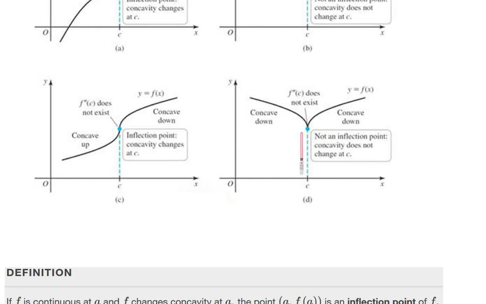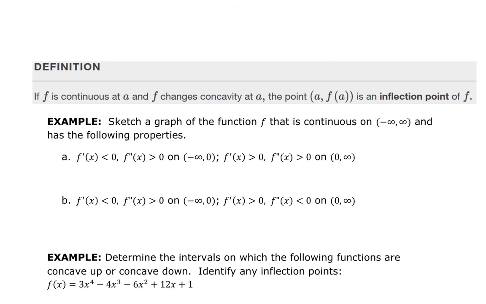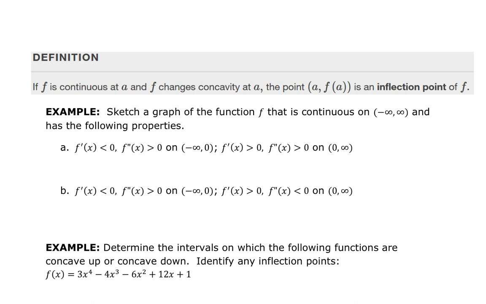Lastly, we have one that's a corner, and we have concave down, concave down. This is not an inflection point because it does not exist, and it also does not change concavity at that point. So if f is continuous at a, and f changes concavity at a, then we say that (a, f(a)) is an inflection point of f.